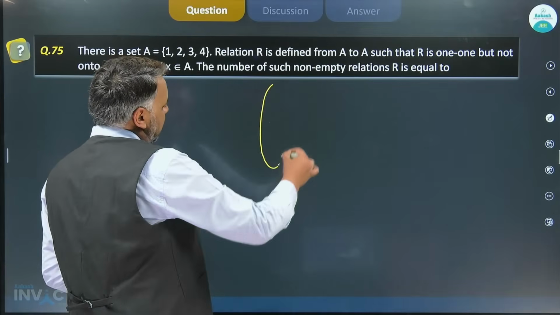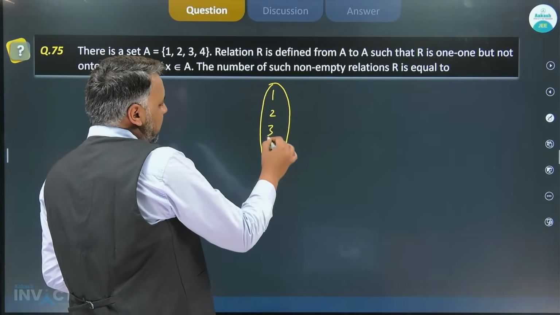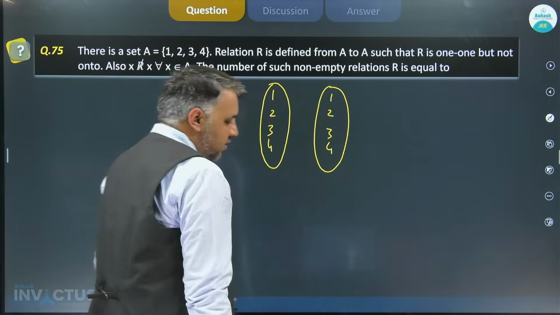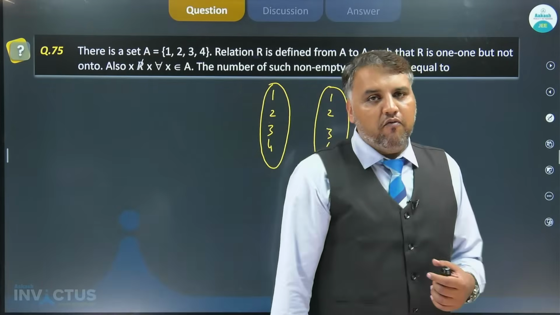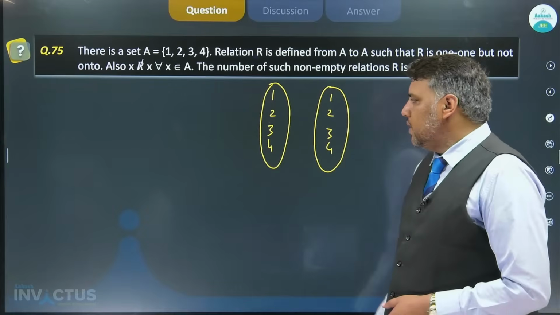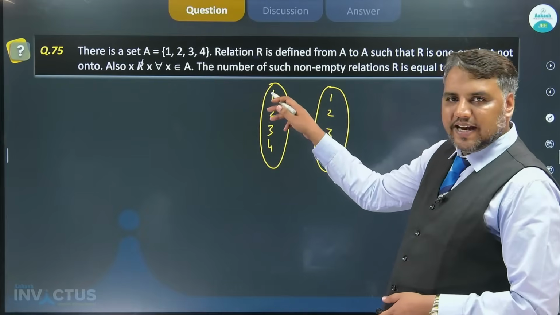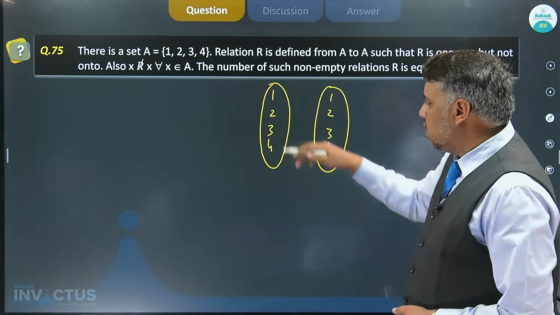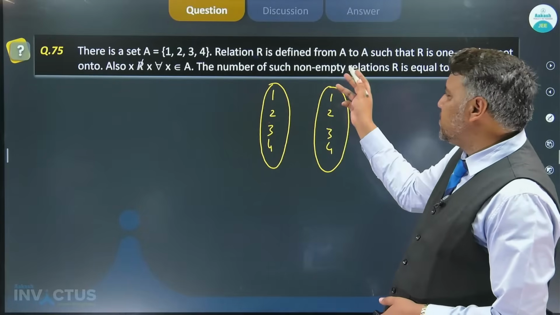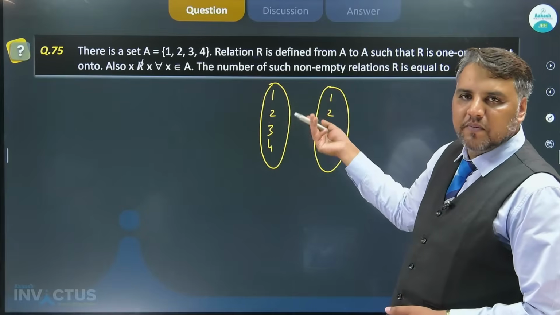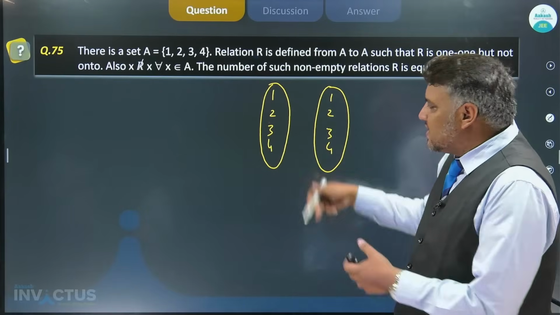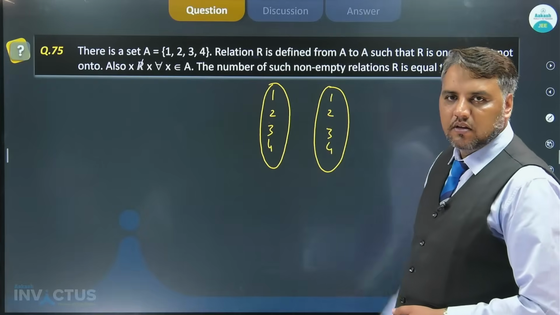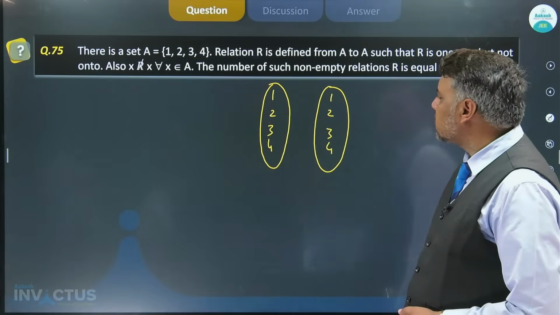So 1, 2, 3, 4. 1, 2, 3, 4. Now what can happen is that only one pair is there, I mean one element of this set maps to one element of this set. We need a non-empty relation, so at least one mapping must be there, and this is a relation, not a function, so exactly one can be mapped to the other set.